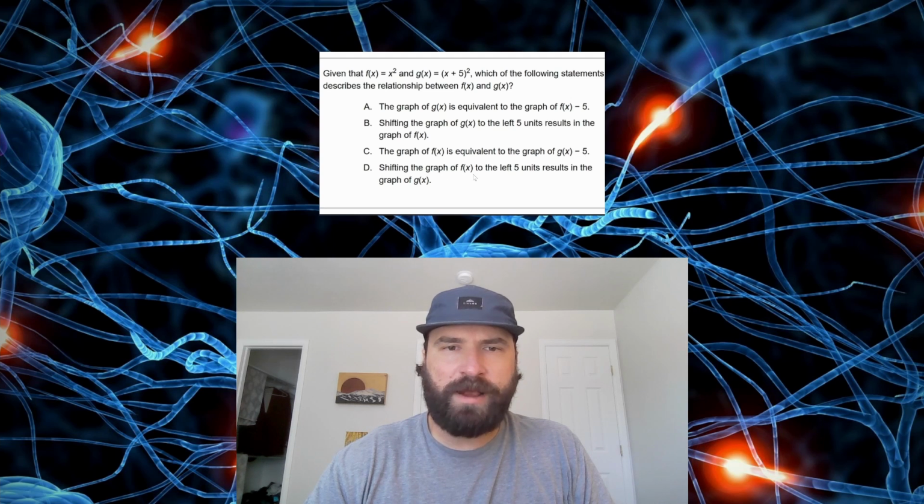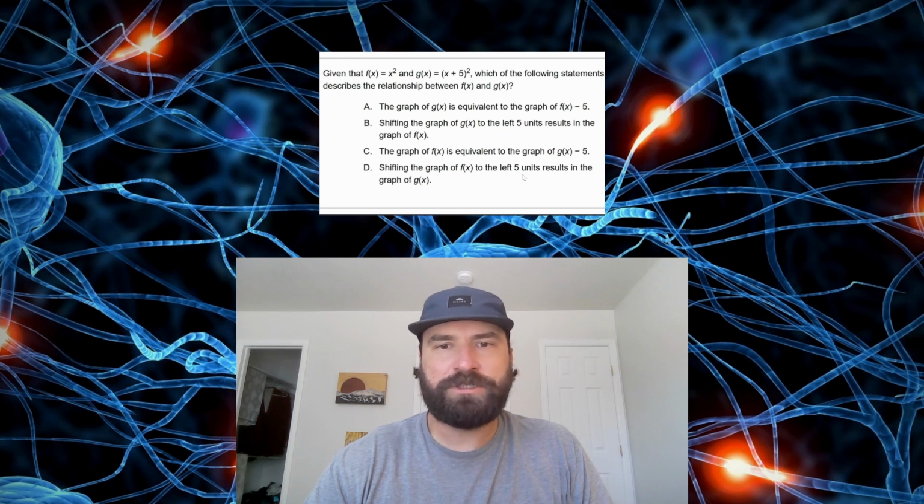D: shifting the graph f of x left 5 units results in the graph of g of x. That's exactly what's happening. g of x is f of x shifted 5 units to the left, so D is the correct answer.